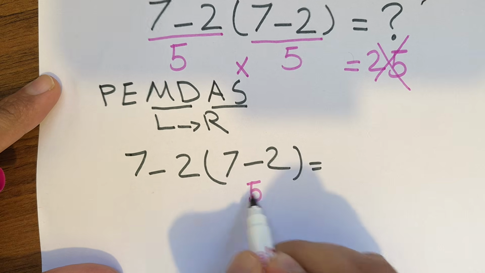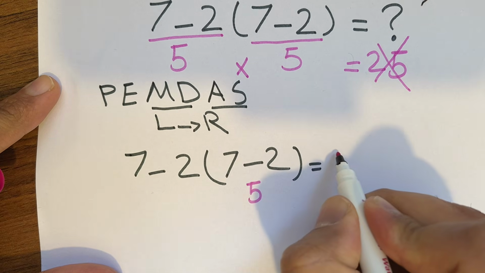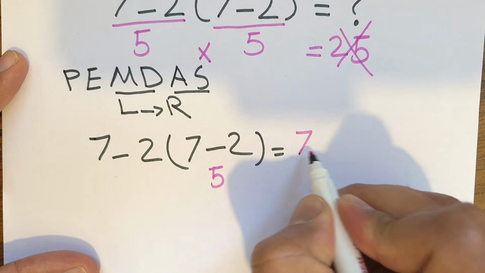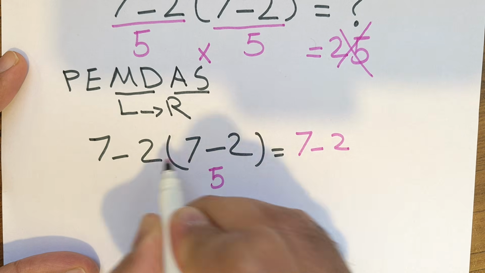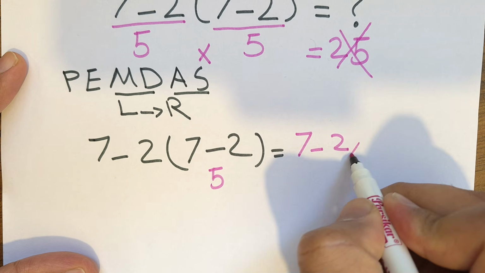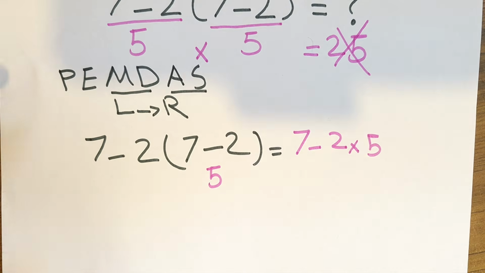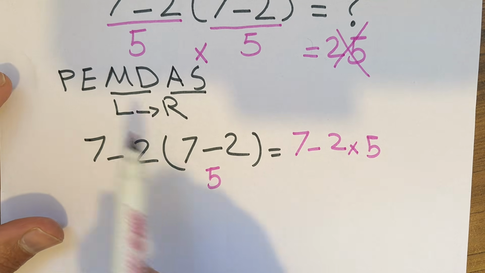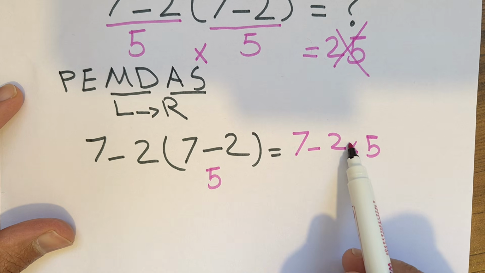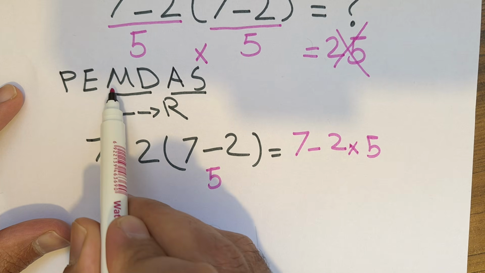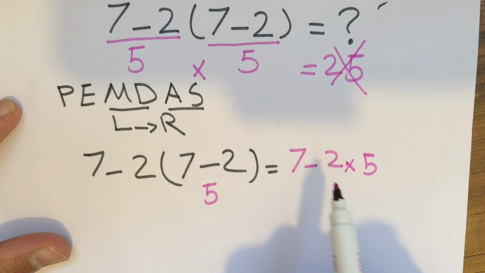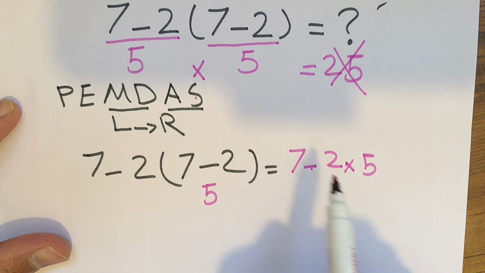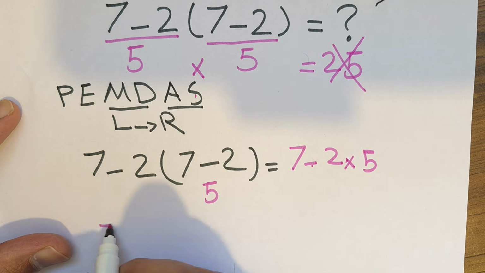It is 5. And then we can rewrite it as this: 7 minus 2, and then parentheses is like a multiplication. So 7 minus 2 times 5. Now, according to the PEMDAS, multiplication, M has a higher priority than subtraction. So we should do this first.